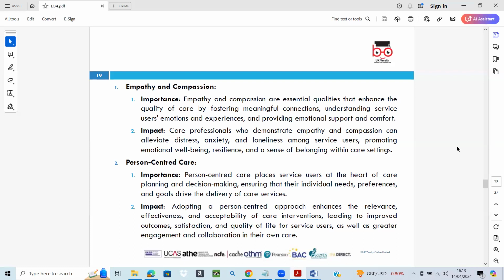Person-centered care typically leads to more relevant and effective care interventions by focusing on what is important to service users. This approach enhances their satisfaction and quality of life. It also promotes greater engagement and collaboration in their own care, which can lead to improved health outcomes. Integrating these principles might sometimes involve adjusting the care plan to include supervised walks or outdoor activities, which reflects understanding and compassion towards the service user's preferences.